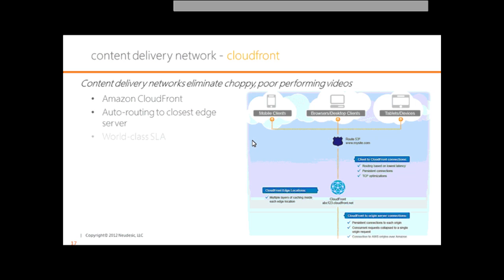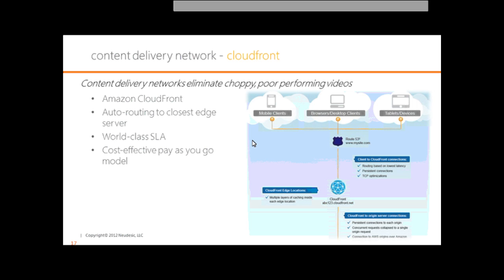The next integration point that we have is via content delivery network. So again, content delivery networks eliminate choppy, poor performing videos by creating copies or disseminating copies of videos to what are known as edge servers. And what this means is that when somebody attempts to view a video, that request is routed to a server that is either geographically closest to them or has the most consistent connection.